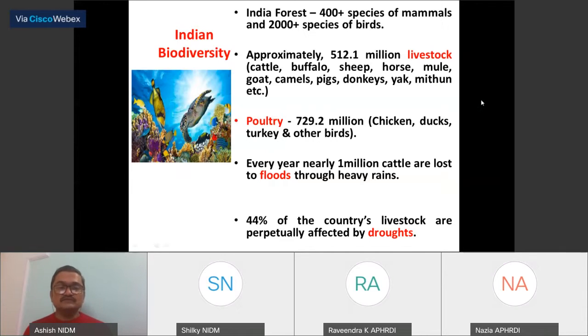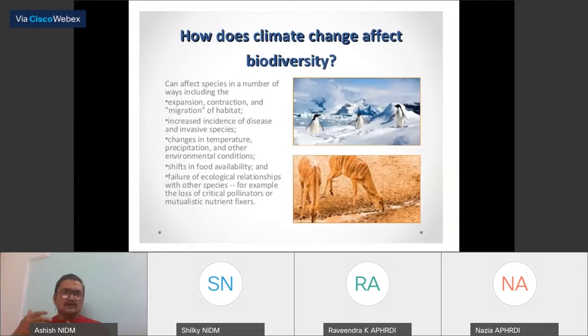And also, nearly 44% of the country's livestock is perpetually affected by droughts in our country. We are also living in an era when we all know that because of our anthropogenic activities, and also because climate change is a natural phenomenon as well, climate change also affects biodiversity.